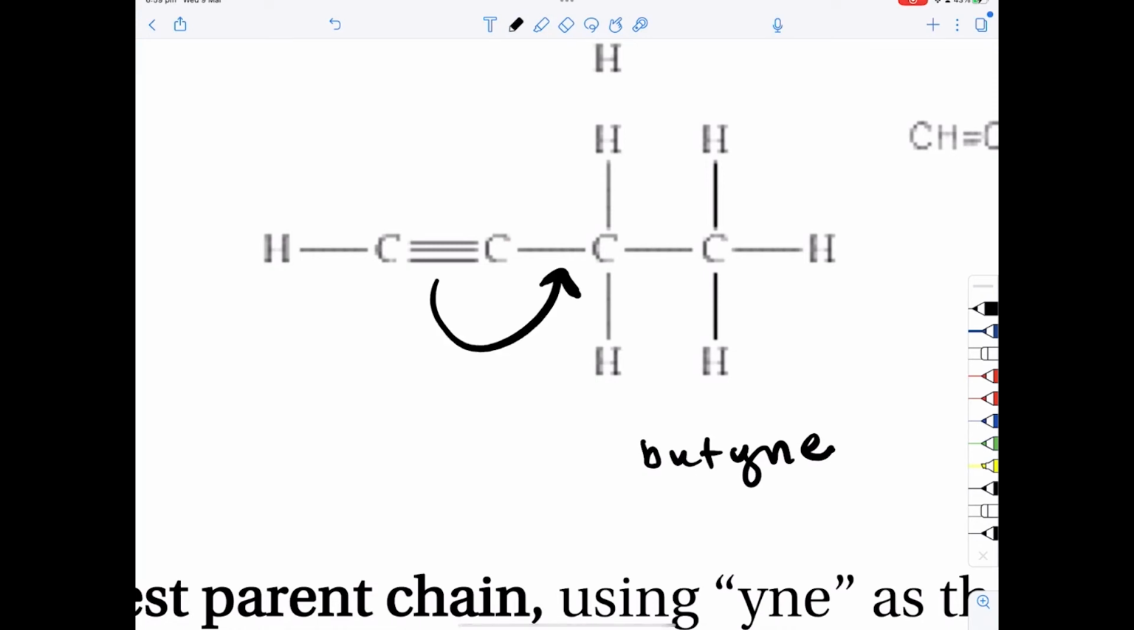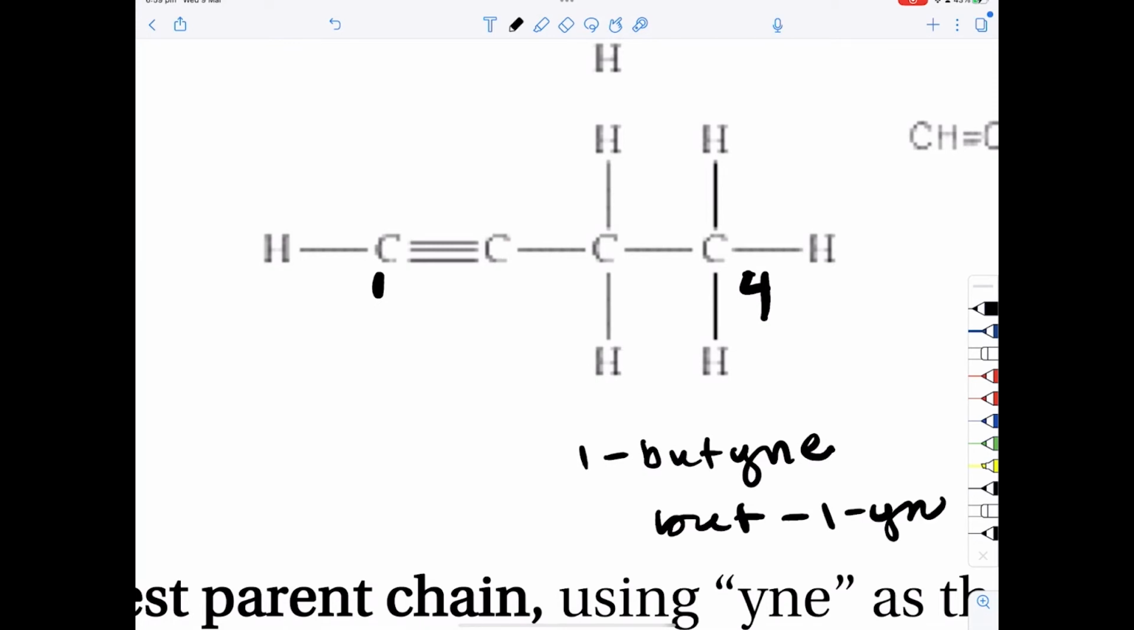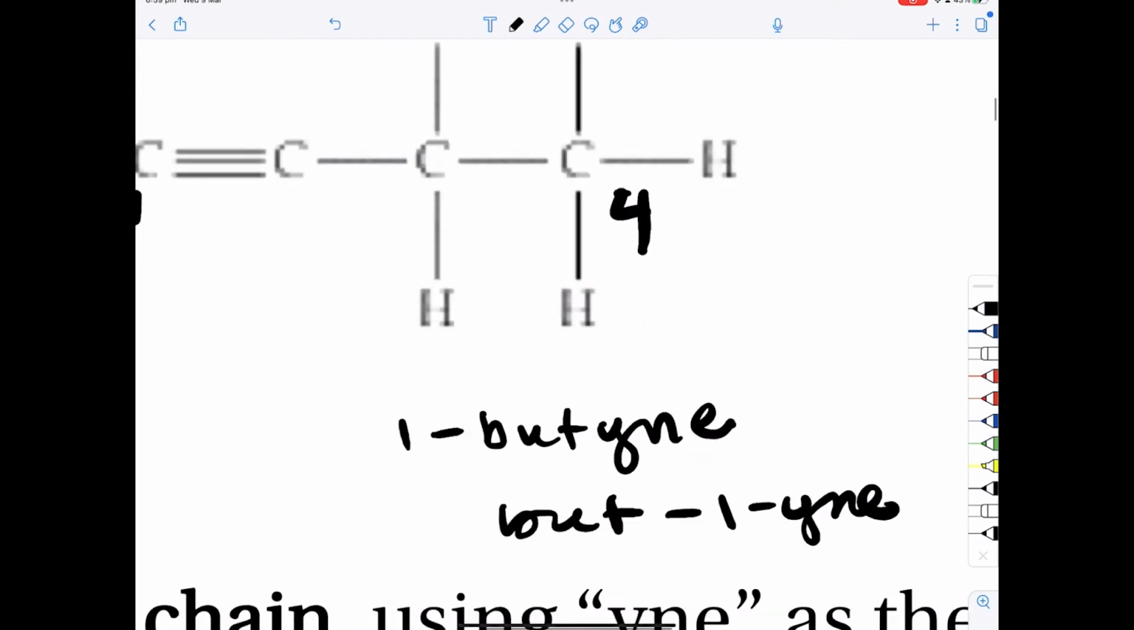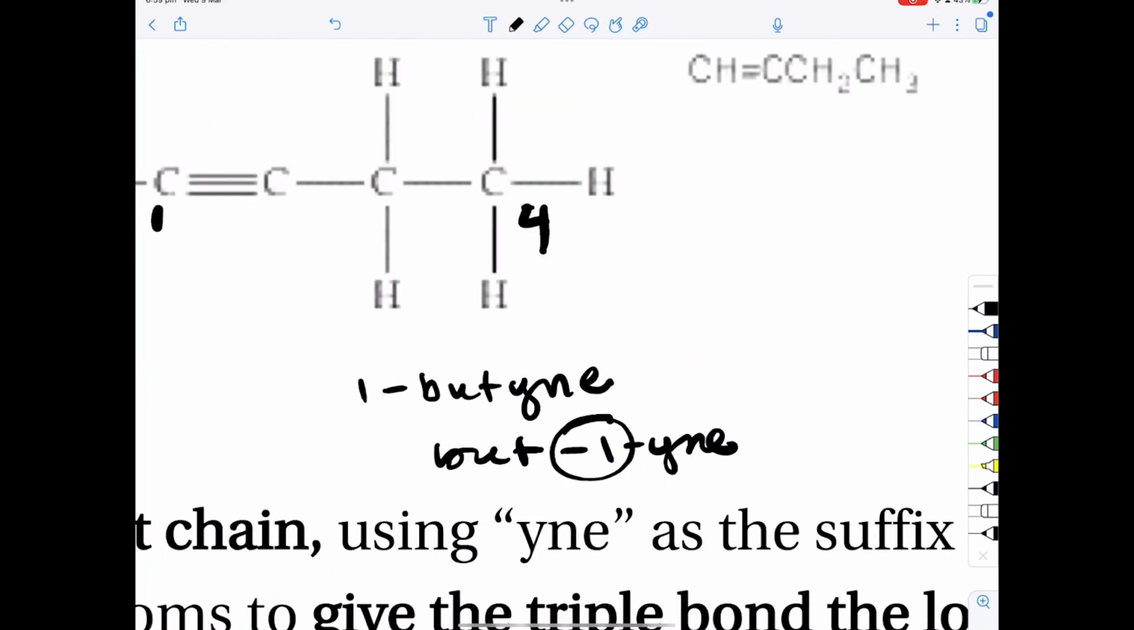So move it around, and here, if it goes there, it goes to second position because this is carbon 1, this is carbon 2, 3, and 4, right? So if this triple bond moves, this will become 2-butyne. So since the name changes, yes, I do need to number it. So this is going to be 1-butyne or but-1-yne.